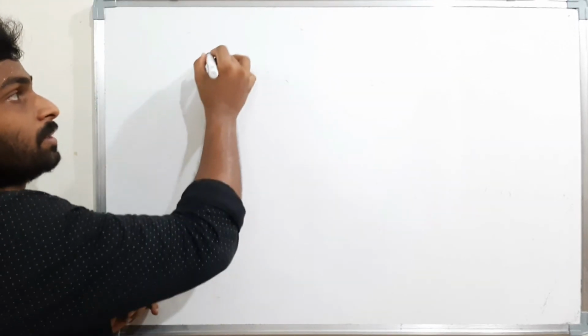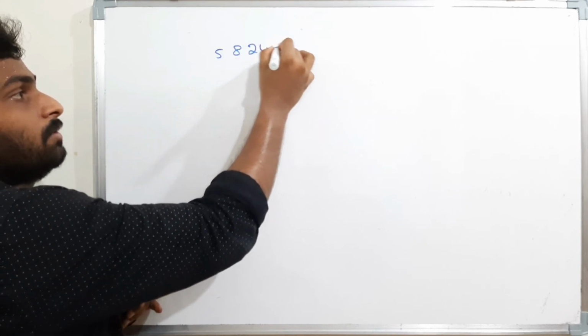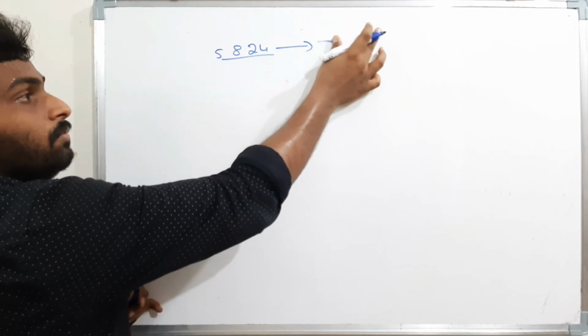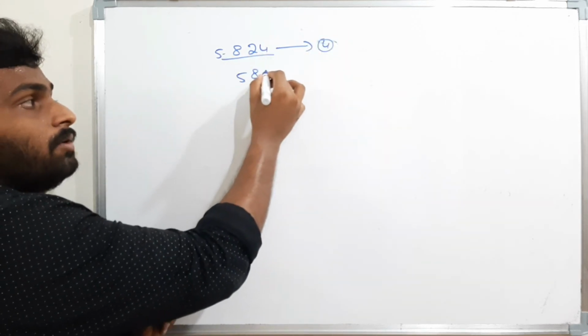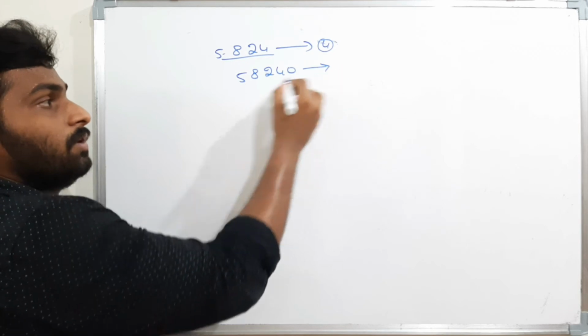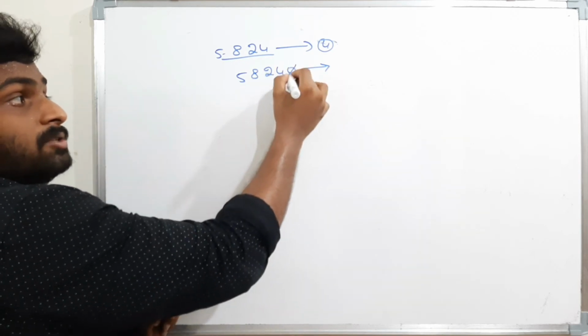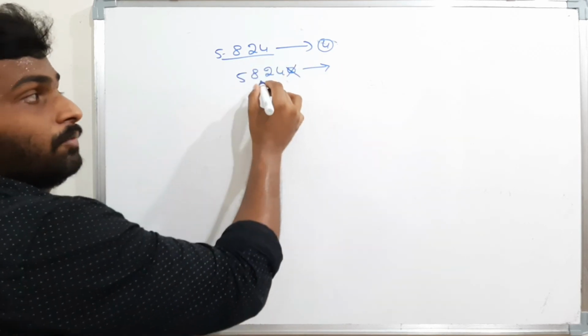Okay, see here. 5, 8, 2, 4. How many significant figures are there? 4 significant figures because all are non-zero. Now 5, 8, 2, 4, 0. How many significant figures are there? The right side 0 is not counted if there is no decimal point. Therefore, how many significant figures?